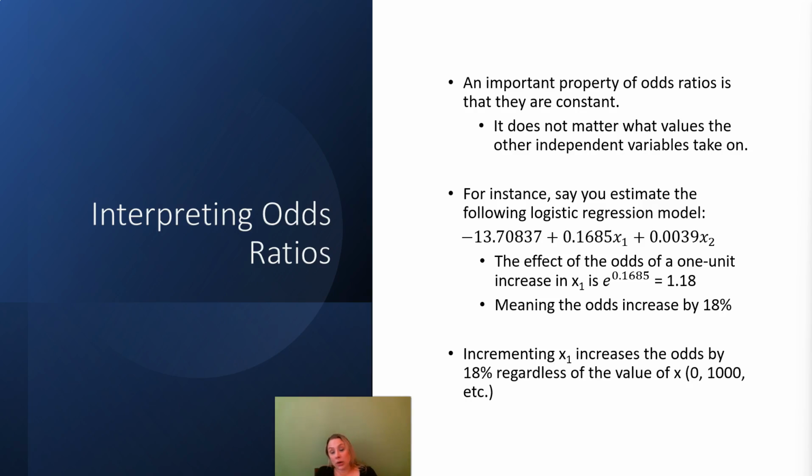1.18 minus 1 is where we get that 0.18, which is your 18%. So a 1 unit increase in x1 increases your odds by 18%, regardless of the value of x. So whether you're starting at 0 and then going to 1, it's going to increase 18%, or if you're going from 999 to 1,000, it will still increase by 18%. So that's something to keep in mind when you're interpreting your odds ratios.